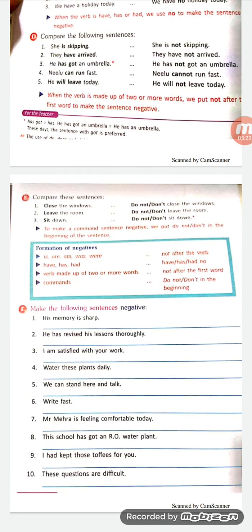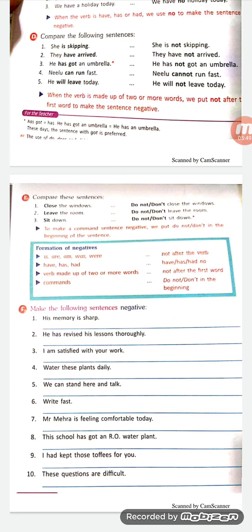Dear students, now we will start solving the exercise. Make the following sentence negative. First is his memory is sharp. To change this sentence into negative, we will put not after is. So the negative sentence becomes his memory is not sharp.